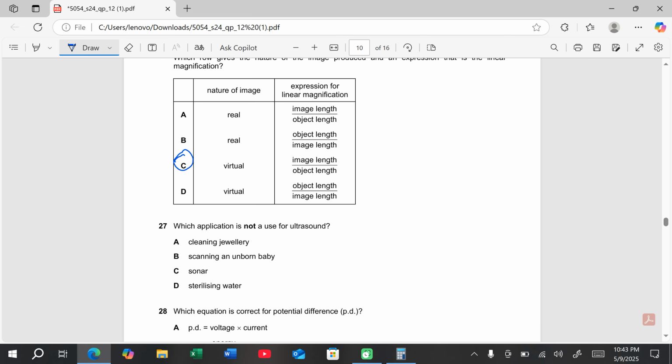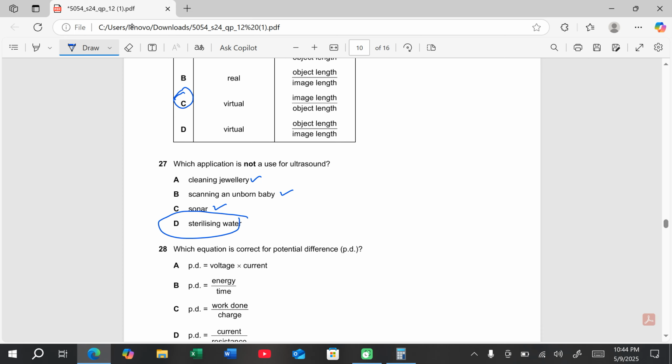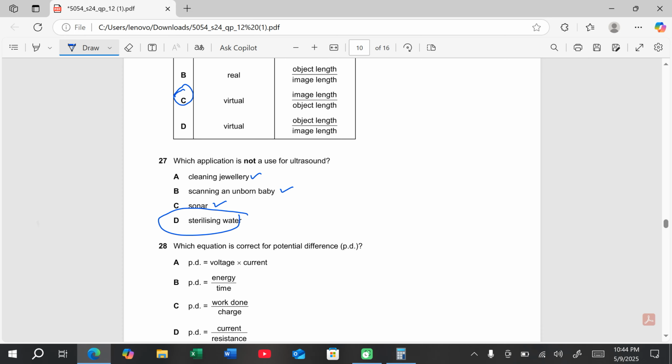Which application is not used for ultrasound? It does clean jewelry because its vibrations knock off the dirt and rust from it. Scanning an unborn baby, yes, we use ultrasound for that. For sonar we use it, but not for the sterilization of water. This is UV. So D is the right answer.